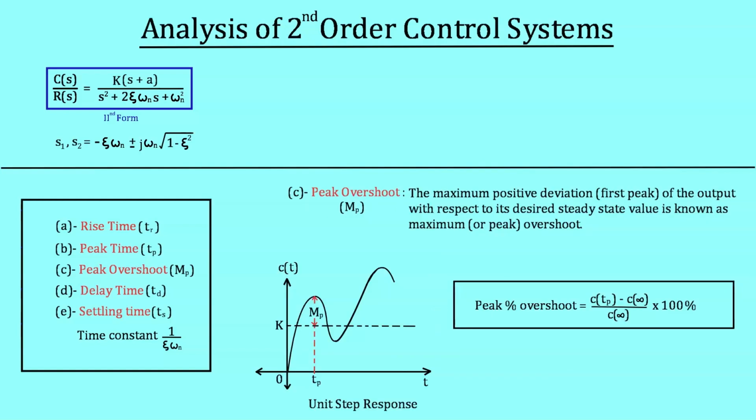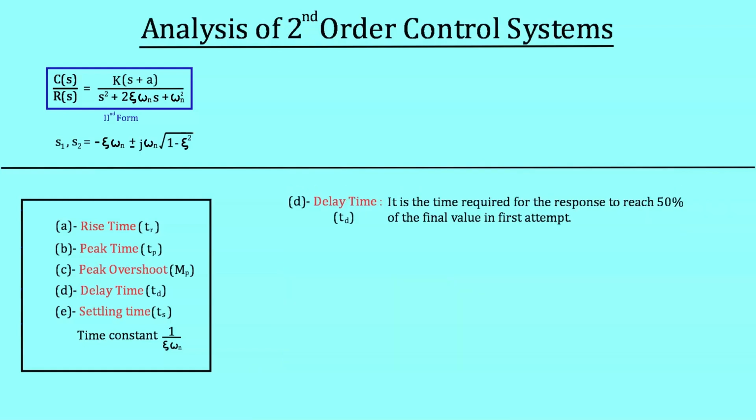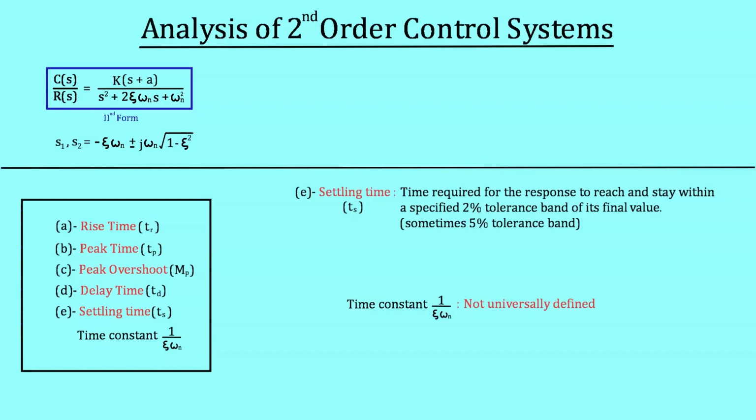The maximum positive deviation of the output with respect to its desired steady state value is known as maximum overshoot. These parameters are defined generally, but it is not necessary that you will get peak overshoot in every case. It may be possible there is no steady state value. The first step in finding these parameters is to determine whether the output actually has a steady state value or not. Delay time is the time required for the response to reach 50% of the final value in the first attempt. Final value of the output, desired value of the output, steady state value of the output, all are the same thing. Settling time is the time required for the response to reach and stay within a specified 2% tolerance band of its final value.